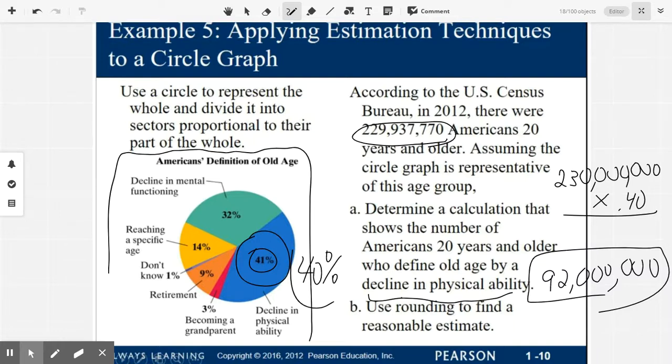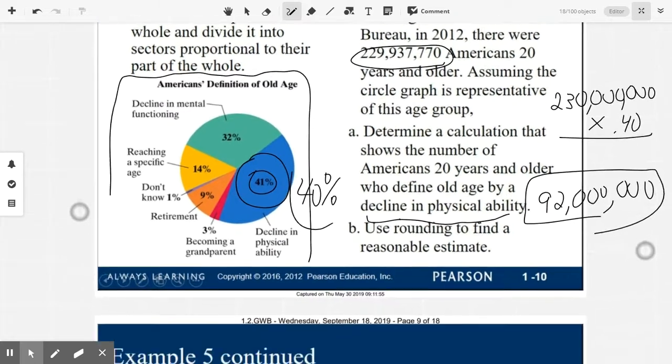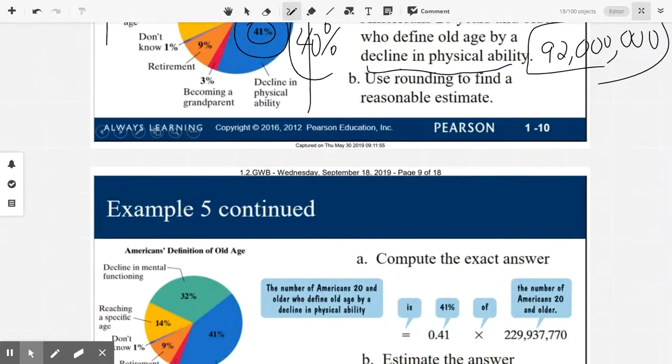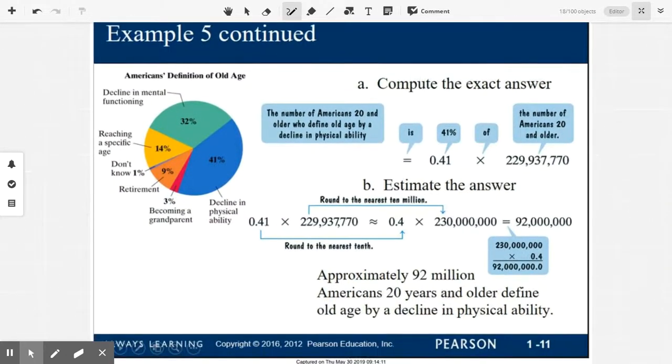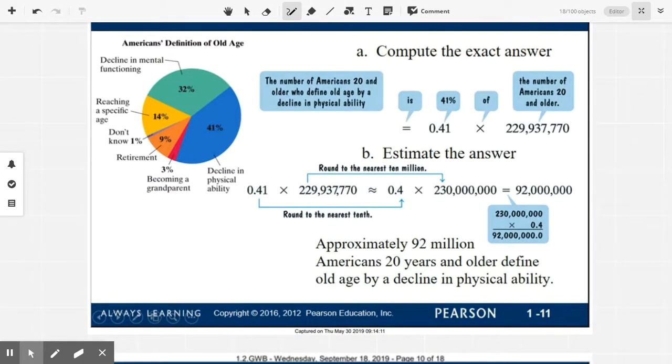That's the whole idea behind estimation, looking at this circle graph. So let's go on to our next. Now, this is just their explanation. This goes through exactly what we just talked about. 40%, 230 million. They got 92 million.